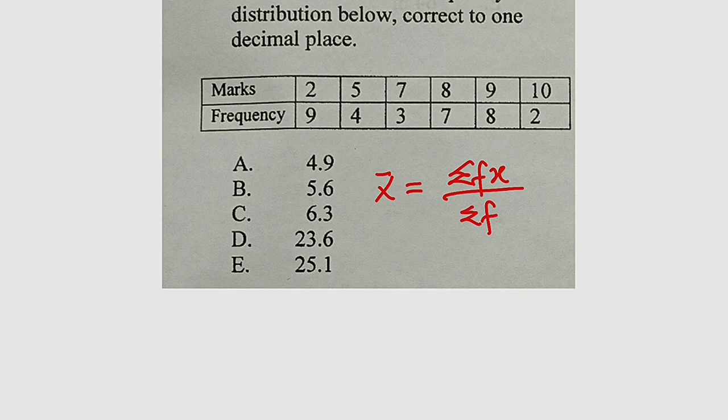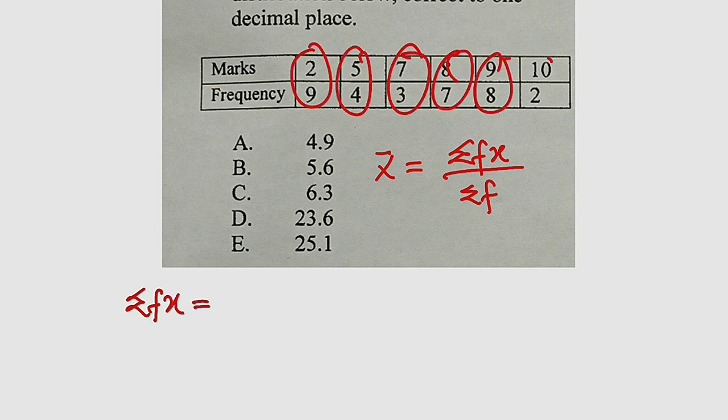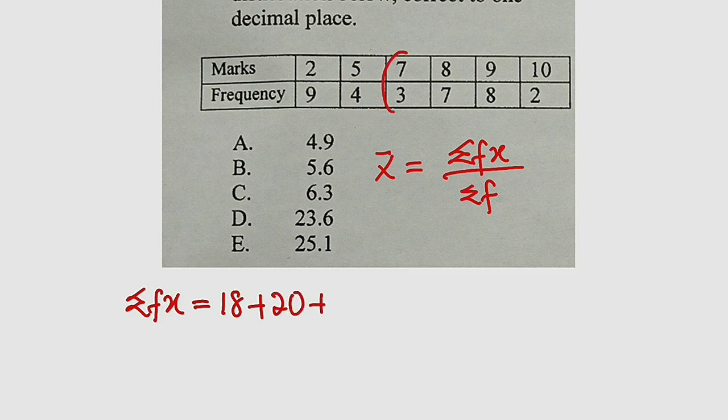So now let us start by finding the summation of fx. Summation of fx, meaning we should add the sum of all these products. Let's do that. 2 times 9 is 18, plus 5 times 4 is 20, plus 7 times 3 is 21, plus 8 times 7 is 56, then plus 9 times 8, which is 72. Then lastly, 10 times 2 is 20.